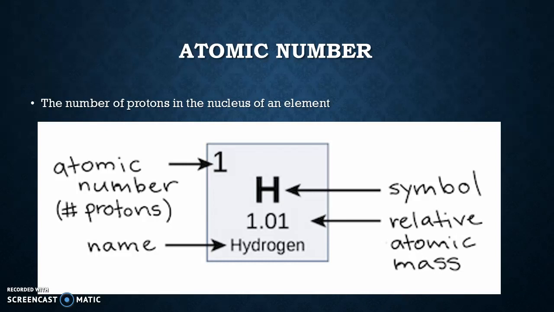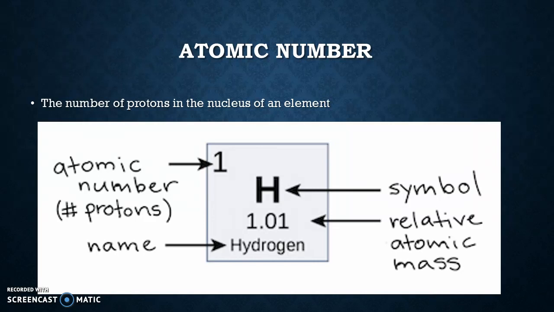That means it has 1 proton. In its neutral form, it would also have 1 electron. You have your chemical symbol there, and then your relative atomic mass. So 1.01, you know that you have 1 proton, so that 0.01 has to be a neutron that weighs 0.01, because that's how you get your atomic mass.